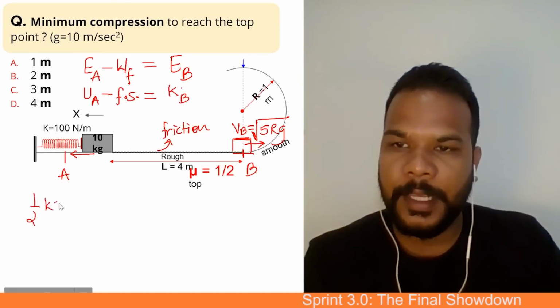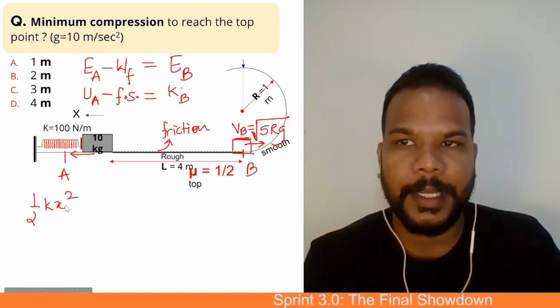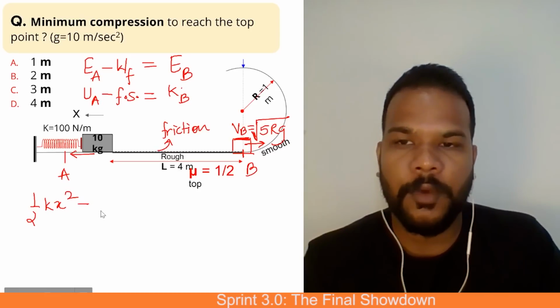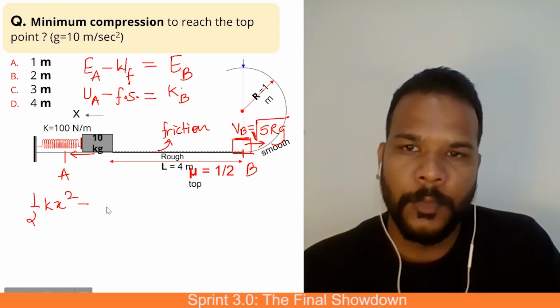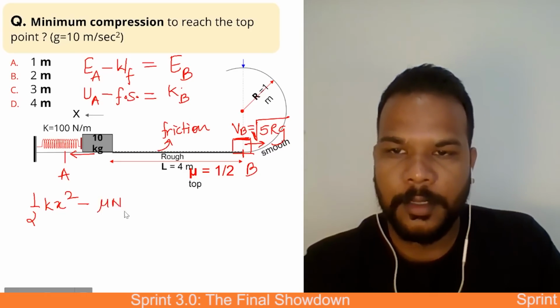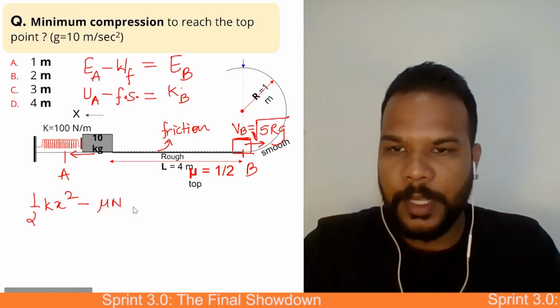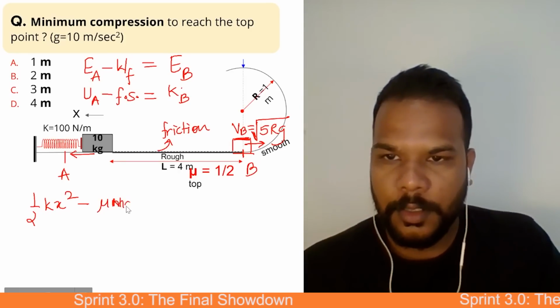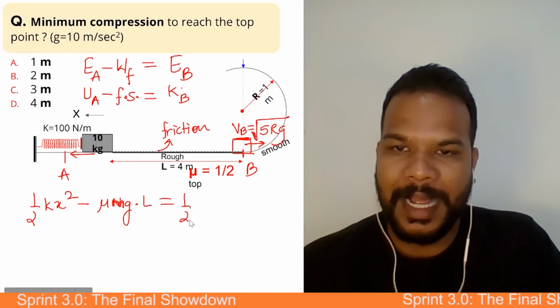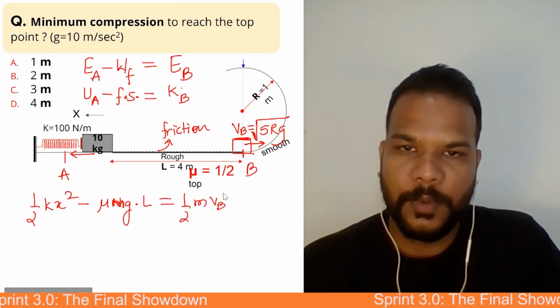This is half k x squared; we have to find x, the minimum compression, minus friction. Friction, how will we write? We have been given the value of mu, so it will be mu into N, and N will be equal to mg. So mu mg into L should be equal to half m vB squared.